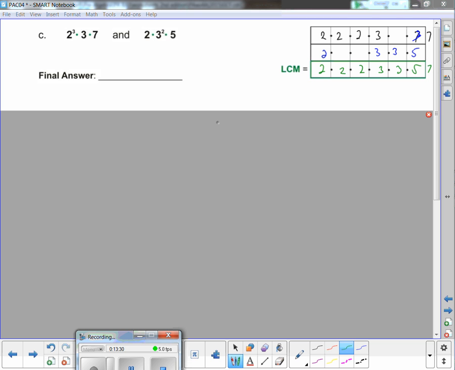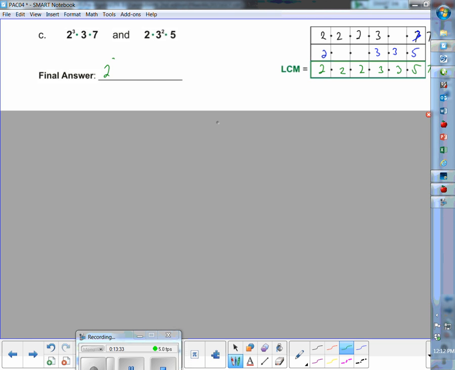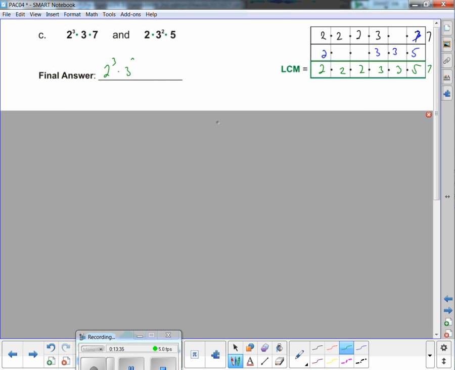So hopefully everybody got it. I got to write my final answer. 2 cubed times 3 squared times 5 times 7. By the way, notice what I did. First off, I skipped a space for my 7. And then when I started doing the blue one, I noticed I needed a space for the 5 column. So I just crossed it out and moved it over. Not a big deal. But remember, when you write your final answer, you want it in order and you want it in exponent form, right? How many got that right? Right, pretty easy if you know what you're doing.